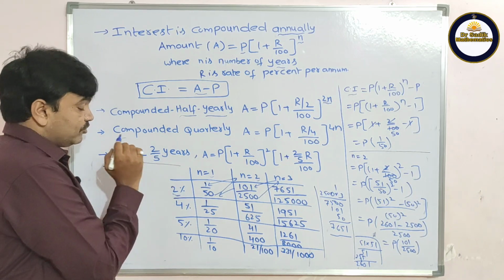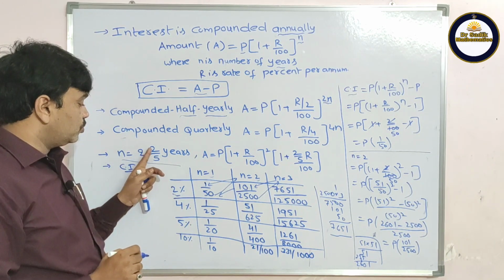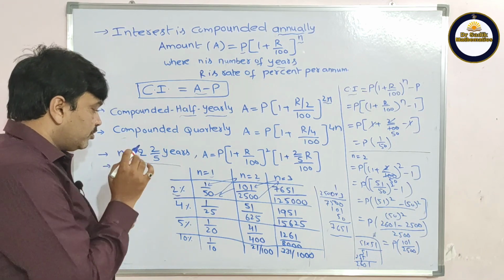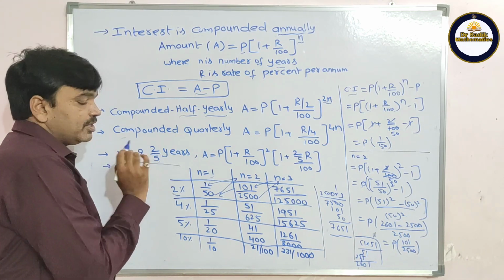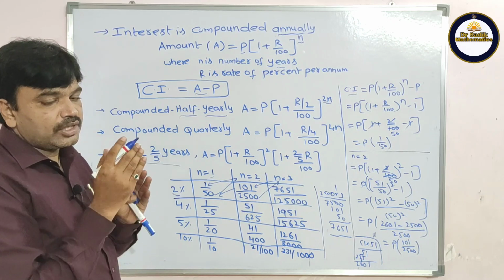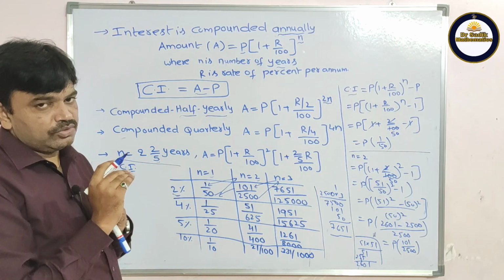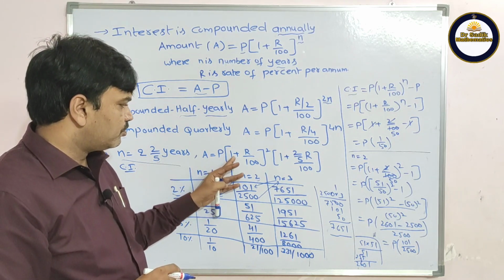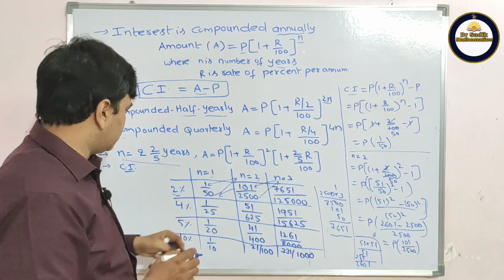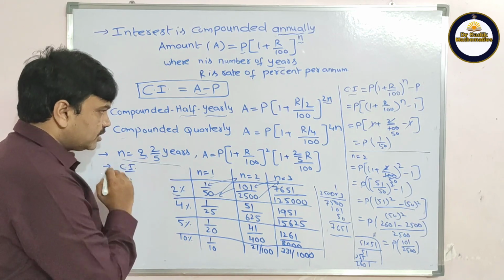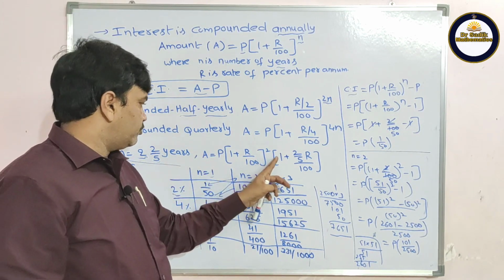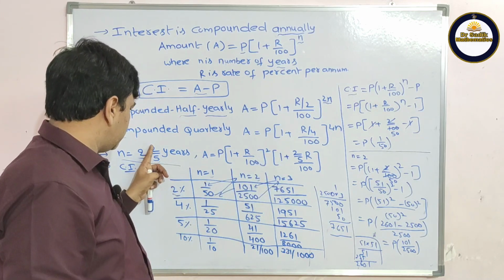Now if it is given like this, friends, n is equal to 2 by 5 years. Please remember here, friends, sometimes it is given in months. You have to convert into years. So the formula: A is equal to P into (1 plus R by 100) whole square. For 2 years you write whole square, and for the fraction you write another term, friends. So 1 plus 2 by 5, here we have 2 by 5.